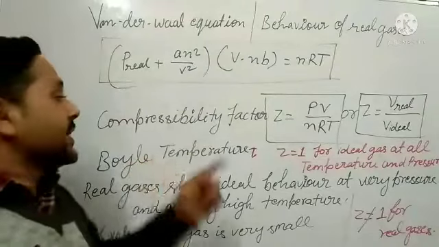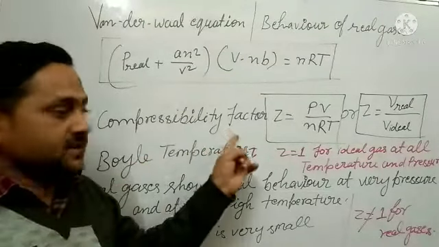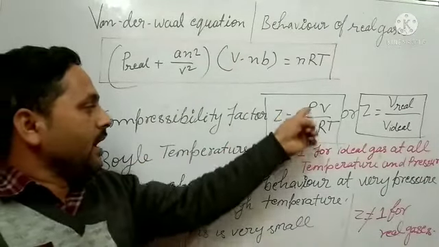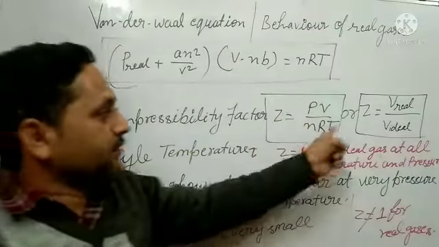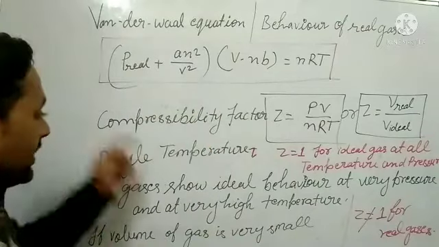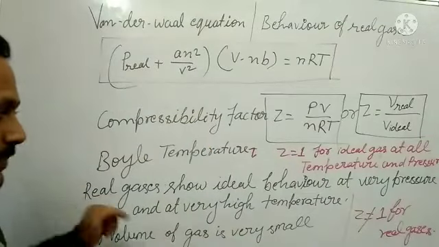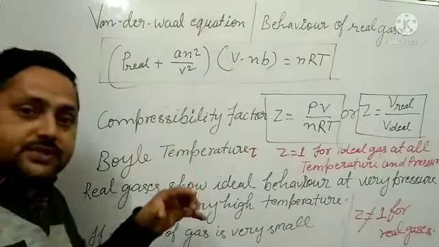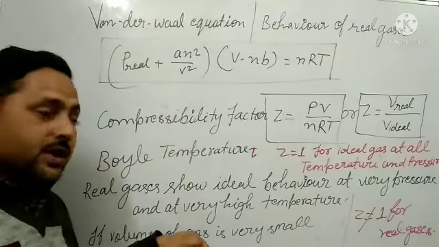And next is the compressibility factor. Compressibility factor, Z equals PV upon RT, or Z equals V real upon V ideal. Another point is the Boyle temperature. You don't know? To see this, you have to watch this video till the end.